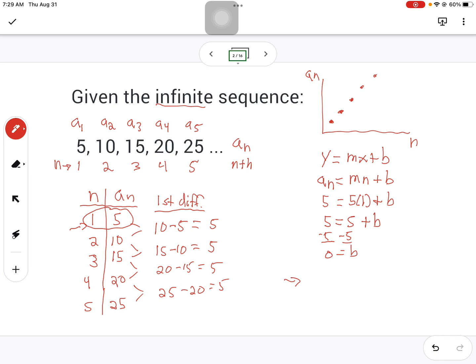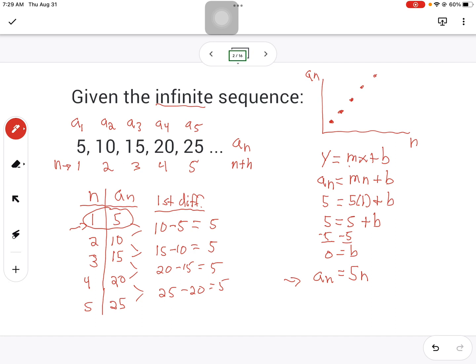This implies our rule, and it's going to be in the form of a linear equation, would be a sub n is equal to our slope, which is 5, times not x, but n, because n is our input in this case, and our b is 0. We don't have to worry about it. That is our rule. Now we can test our rule simply by plugging in term numbers. I can plug in values for position in the sequence to get the value of the term sitting in that position.